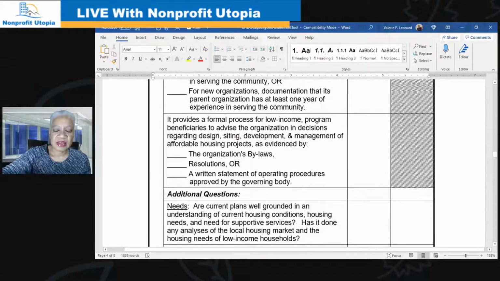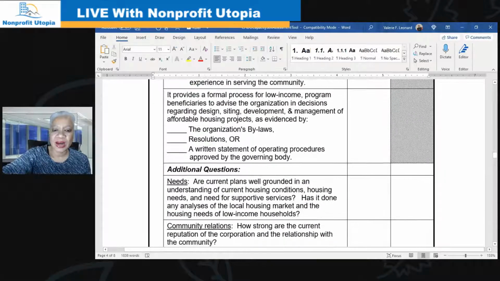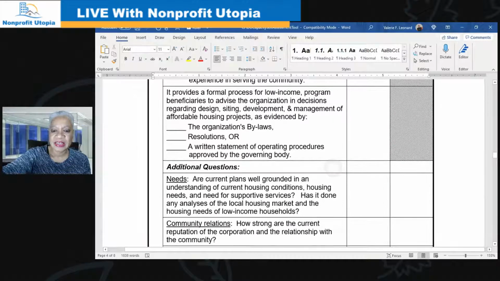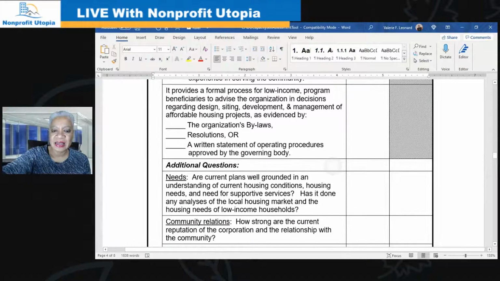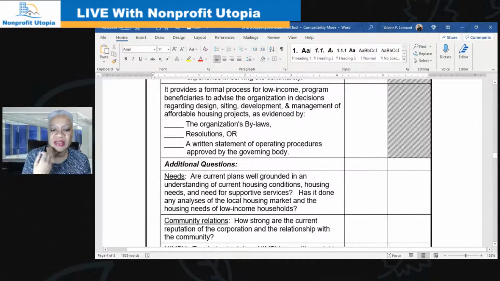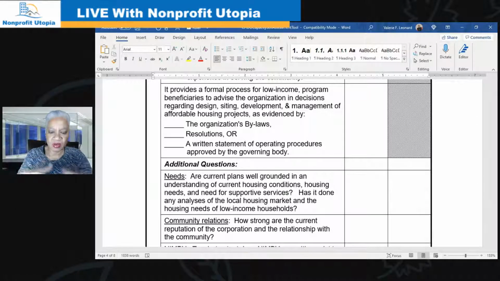Another question. Do you provide a formal process for low-income program beneficiaries to advise the organization in decisions regarding the design, siting, development, and management of affordable housing projects? So when we're talking about the siting, we're talking about designing the actual physical space, and also selecting the location. So the low income program people, are they actually involved in a major way in the decisions?